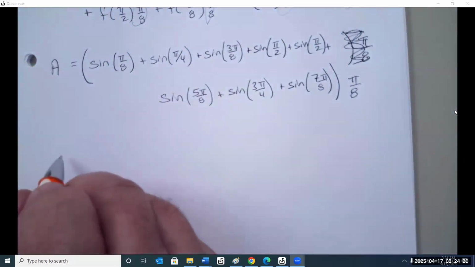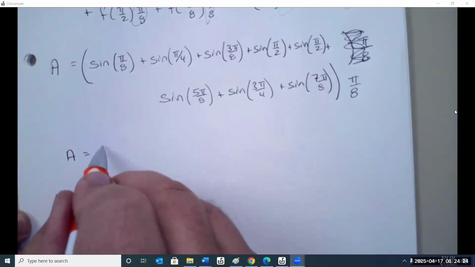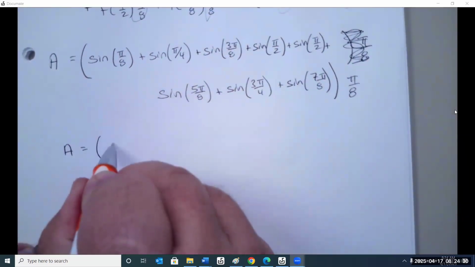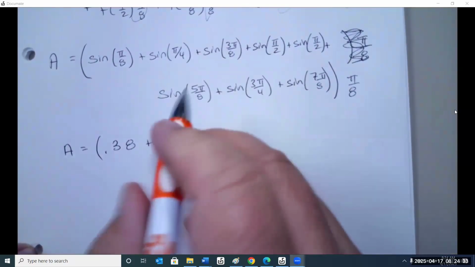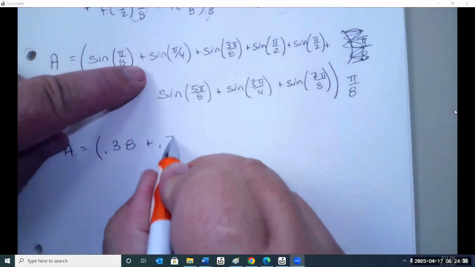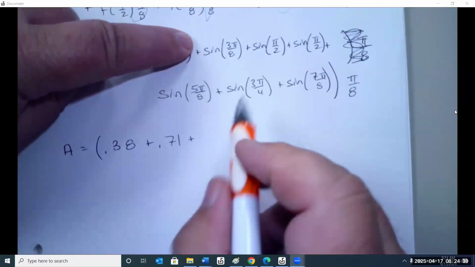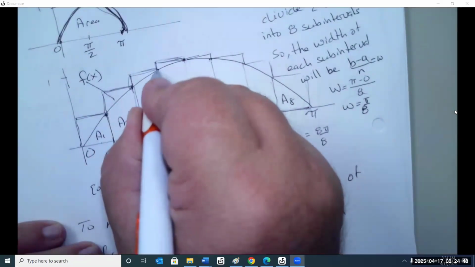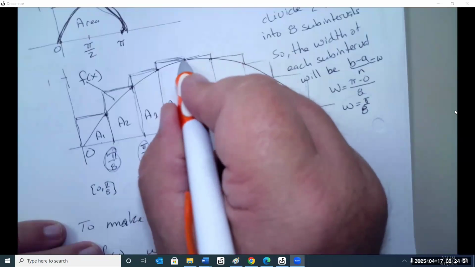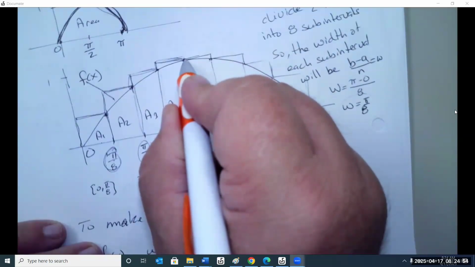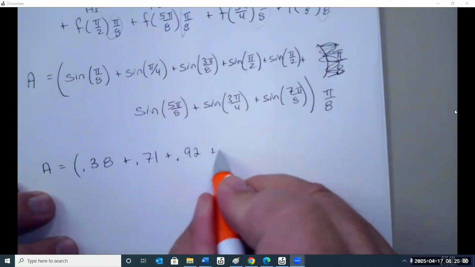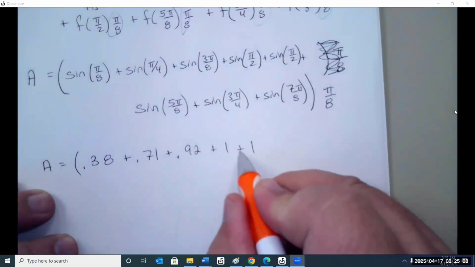This is our area. So using a calculator for all these, the sine of pi over 8 is 0.38. The sine of pi over 4 is 0.71. Sine of 3 pi over 8 is 0.92. You notice how at these points, they're getting higher and higher. What's the highest sine can get? 1. So for the next two, sine pi over 2 is 1. Sine pi over 2 is 1.